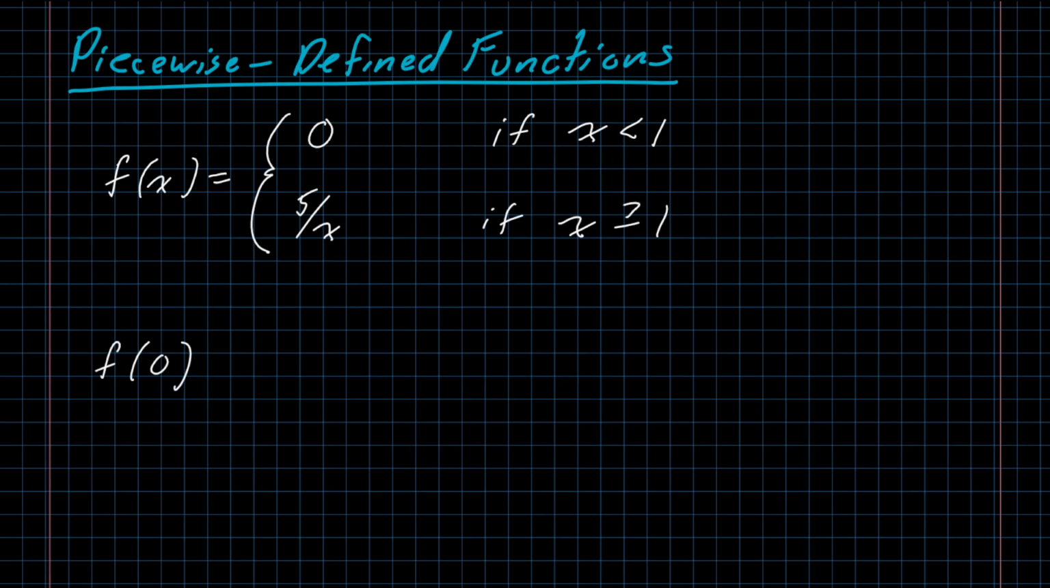Right? If I want to evaluate f of 0, the first thing I do is I look over here. 0 is less than 1, it satisfies this component, so I use that as my evaluation guide. F of 0 is 0.